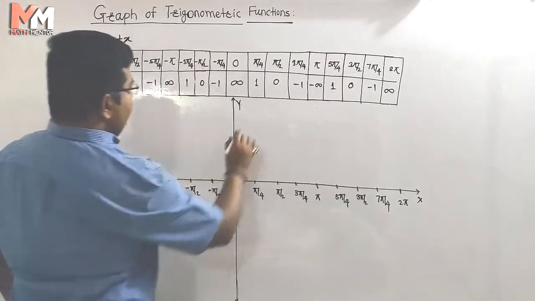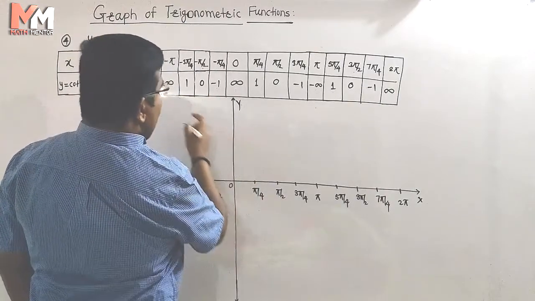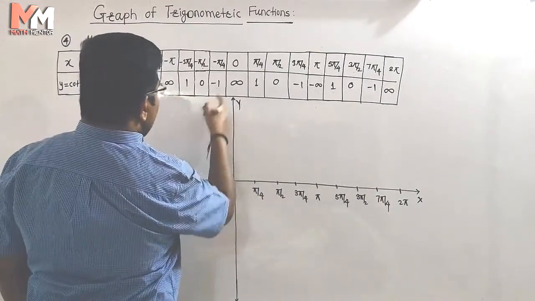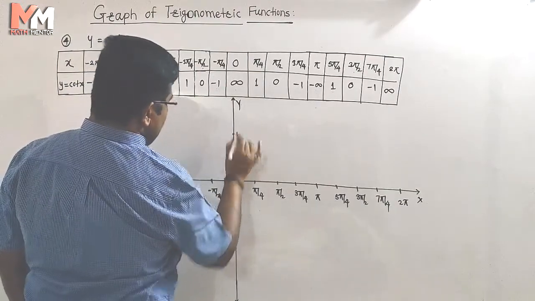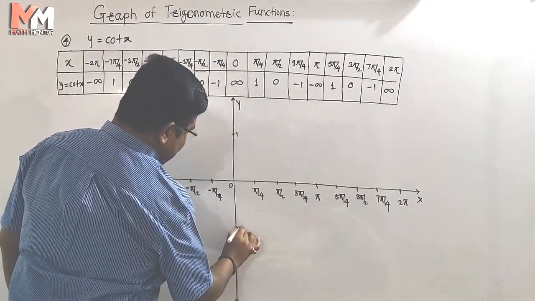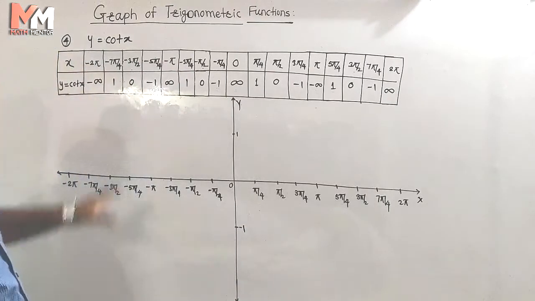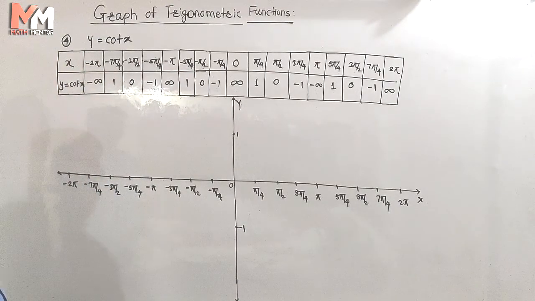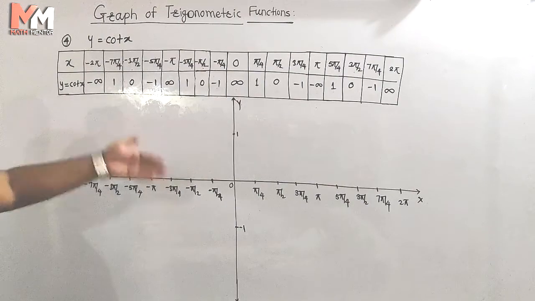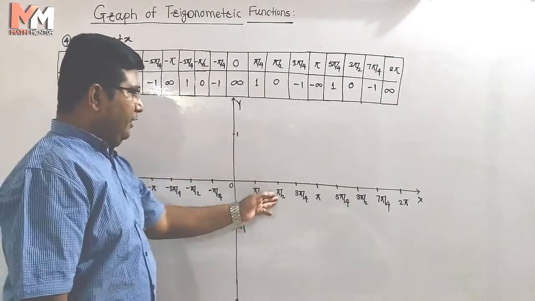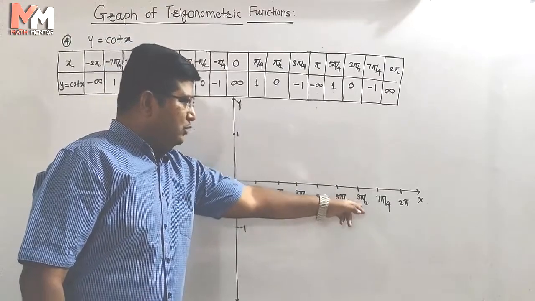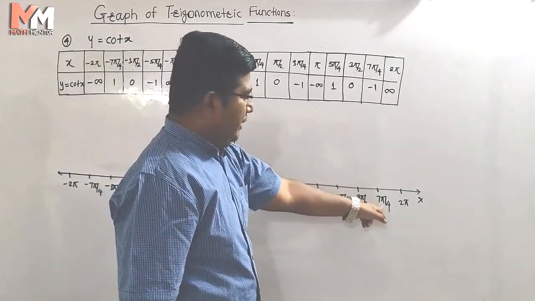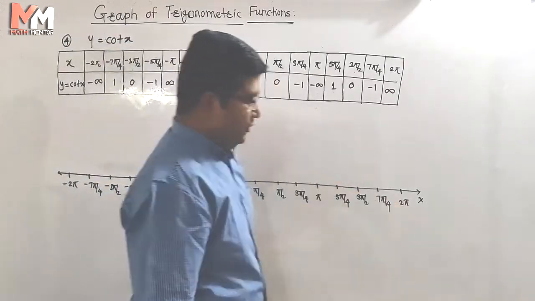So here the maximum value is plus infinity, so here we take +1, and here -1. Okay, so this is the scale on the y-axis. The scale on the x-axis is a gap of 45 degrees: 45, 90, 135, 180, 225, 270 degrees. This is 315 and the last is 360 degrees.